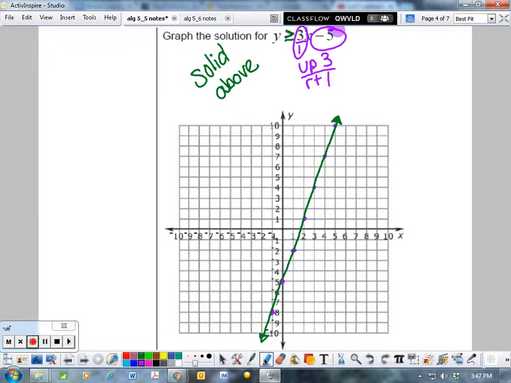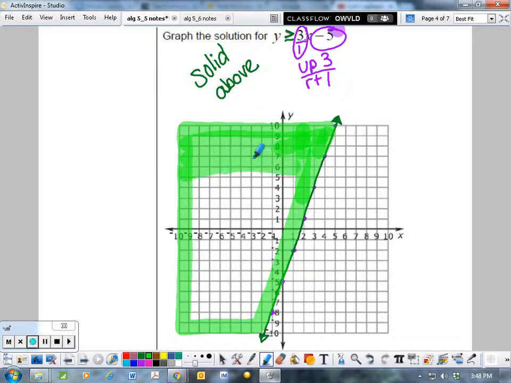So now I'm going to take my handy dandy highlighter, and I'm going to shade everything above. So I start at my line, I go straight up, which means everything on this side of the line gets shaded. And so again, everything in the shaded area is a solution, which is why we graph our answer.